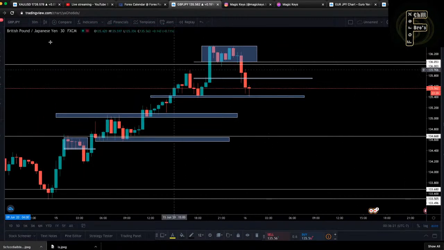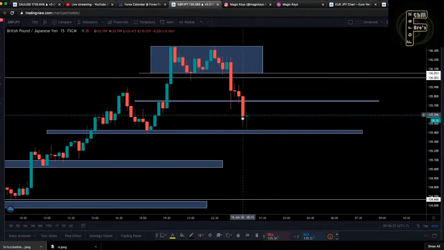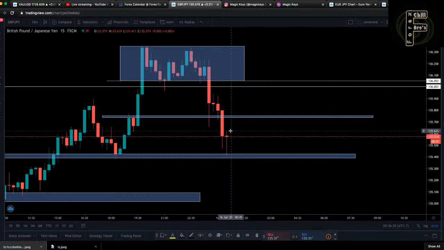We're closing in 23 minutes, that's the 30 minutes. I'm not really concerned about this 15 minutes, but let's see how it plays. I'm after the next one. So we are rejecting that area. Possible rejection.